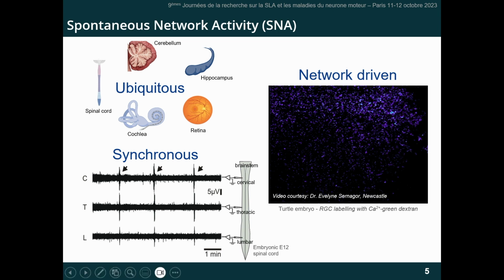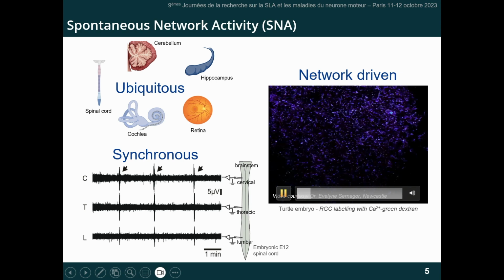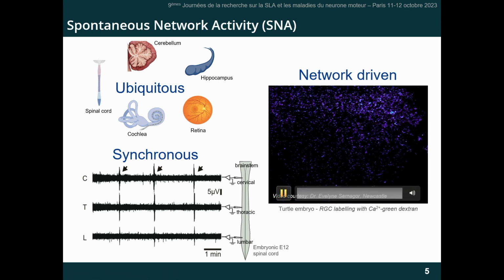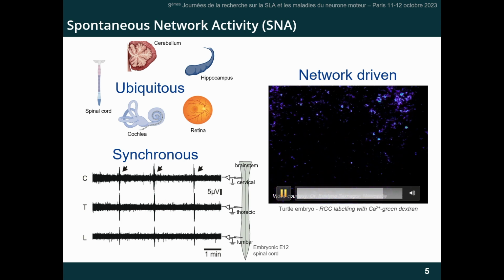I'm going to play the video here where you can see the spontaneous network activity in turtle retina spreading across the whole retina. And this is one of the important features of spontaneous network activity.